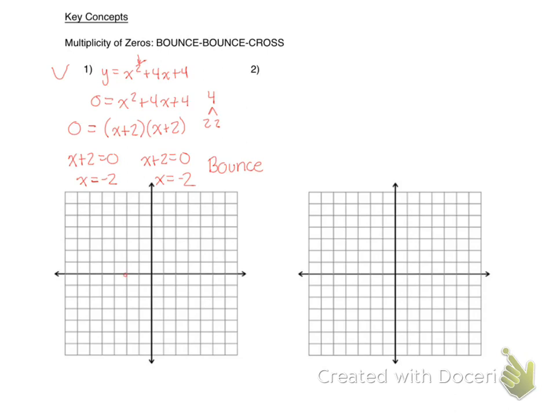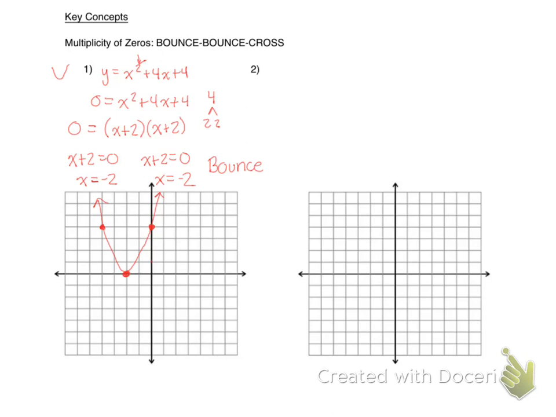So right here is your 0 value. Now based on the equation, where does it intercept the y-axis? What's the y-intercept? It's at 4, so 1, 2, 3, 4 should be right there. And because quadratics are symmetric, I know that over here it's going to be 4 as well. So my graph is going to look like this. It bounces off the x-axis. That's what that multiplicity does. It tells you whether it's going to bounce off the x-axis or cross.